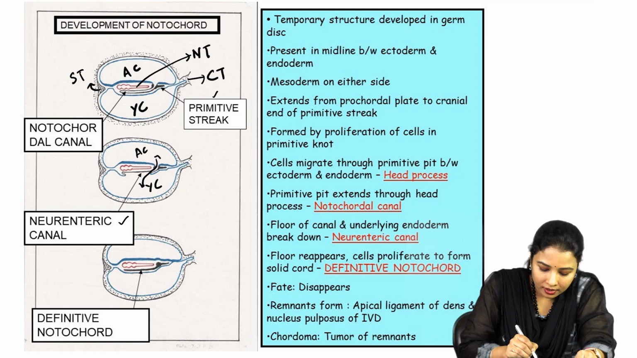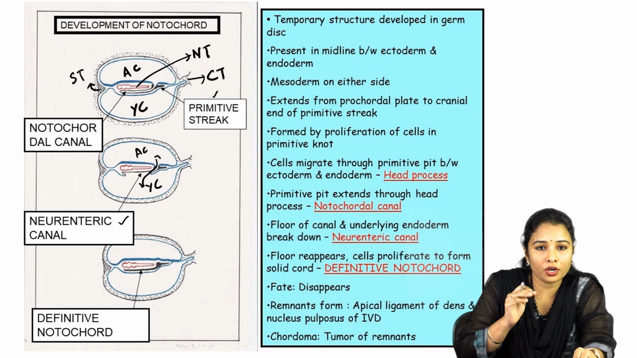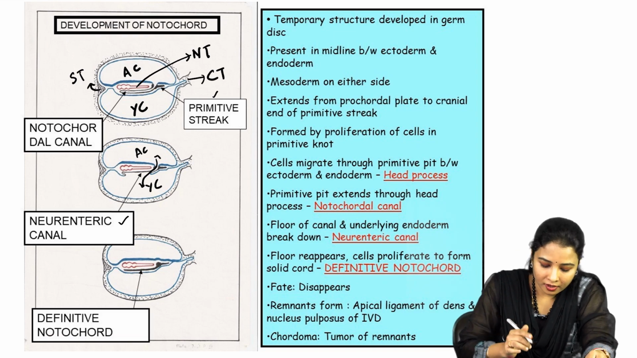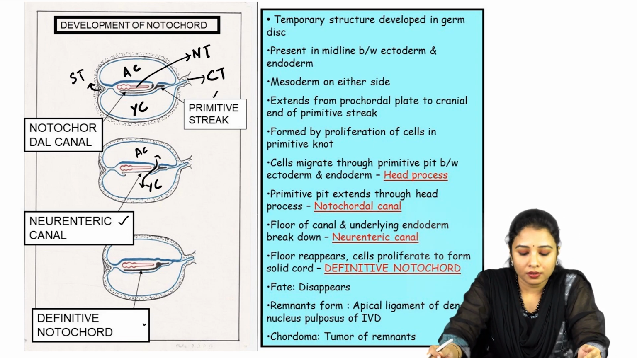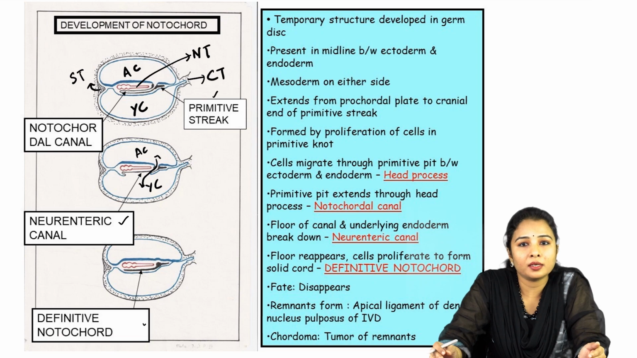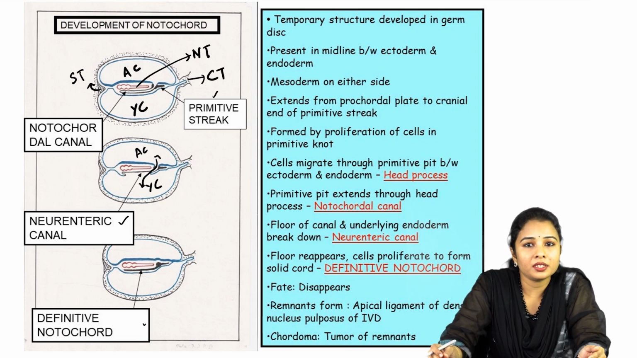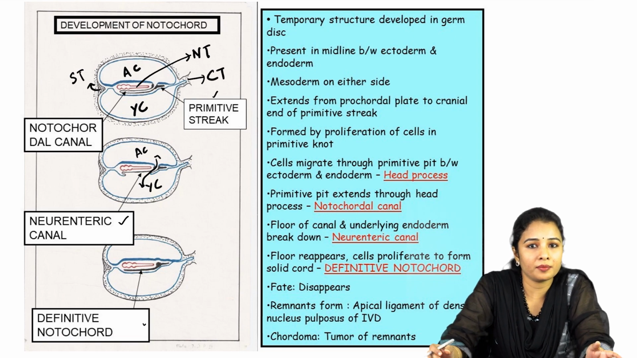Further we can see the primitive streak grows as a solid cord of cells without any lumen, which is termed as definitive notochord. So here we can discuss, it is a temporary structure developed in the germ disc, and it is present in the midline between ecto and endoderm, and mesoderm on either side it is present. In coronal section we can appreciate all the three, just we saw little before in trilaminar germ disc.